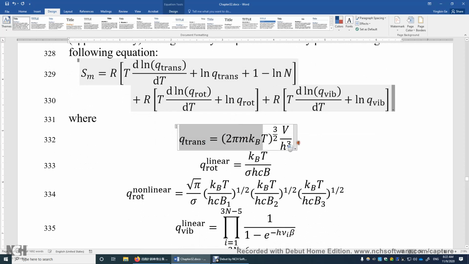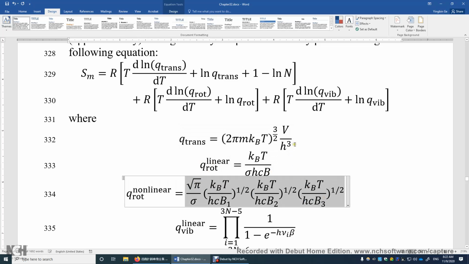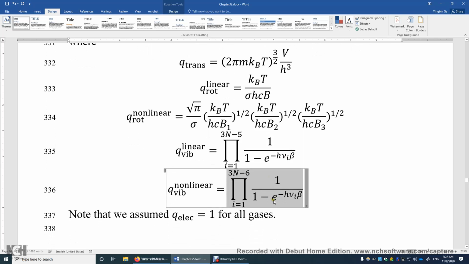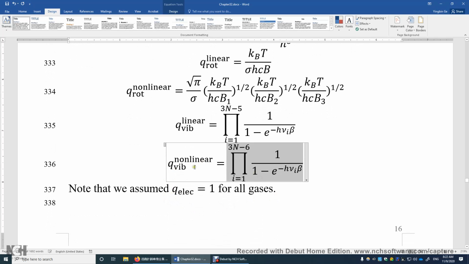So now this is the formula for the translational partition function. You just need to plug this in here and in here. And over here, this is the rotational partition function for linear molecules and for nonlinear molecules. This is the vibrational partition function for linear molecules and here for nonlinear molecules. So again, we assumed the electronic partition function is 1 for all gases.